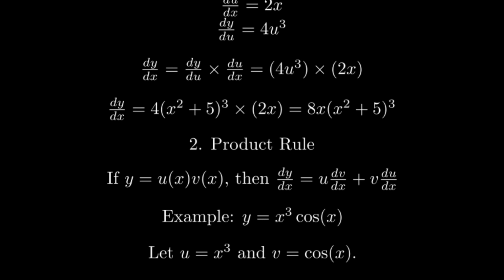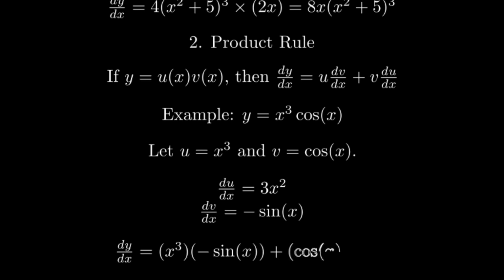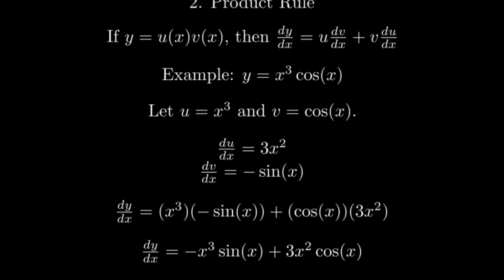We'll identify our two functions. u is x cubed and v is cosine of x. The derivative of u is 3x squared, and the derivative of v, which is cos of x, is negative sine of x. Now we just plug these pieces into the product rule formula. We have u times dv/dx, which is x cubed times negative sine of x, plus v times du/dx, which is cosine of x times 3x squared. Cleaning that up, our final derivative is negative x cubed sine of x plus 3x squared cosine of x. It's a straightforward application of the formula.